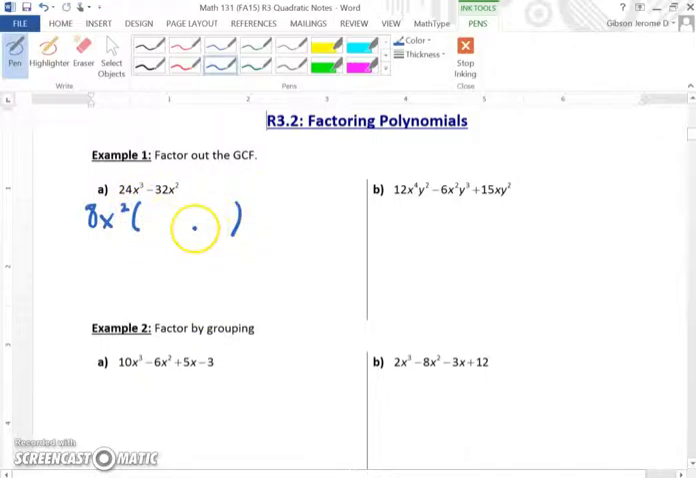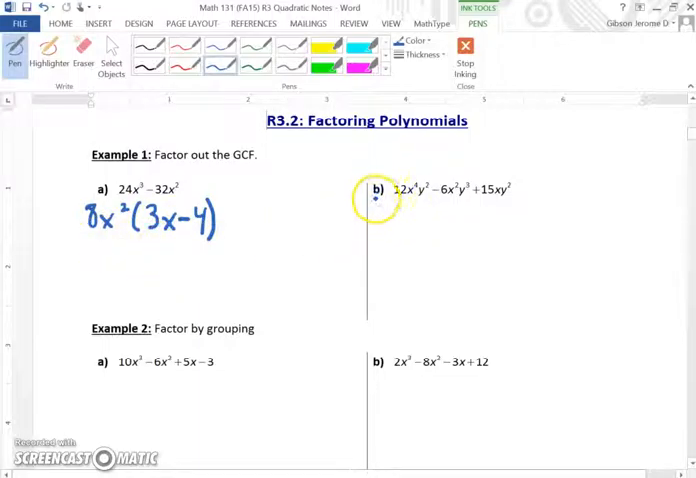Now we have to write these values in parentheses, what's left. So what you would do is you would take 8x squared and we would divide both of these terms by 8x squared. 24 divided by 8 is 3. X cubed divided by x squared is x. That took care of the first term. Negative 32 divided by 8 is a minus 4. And x squared divided by x squared will simplify out. So your final answer here is 8x squared times 3x minus 4. Now just to clean this up a little bit, close the parenthesis here. And this is your final answer.